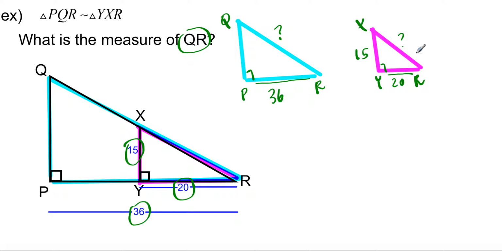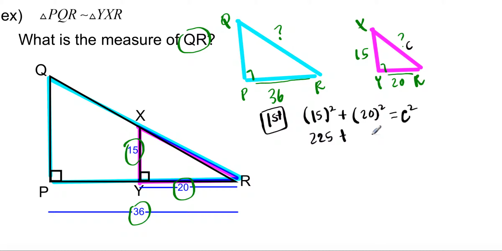In a previous video, we learned how to solve for missing pieces of a right triangle. So we're going to first take our purple triangle, triangle XYR, and we're going to have to do the Pythagorean theorem to find that missing piece. So that's going to be leg squared, 15 squared, plus leg squared, 20 squared, is equal to, let's just label that hypotenuse C, and that's C squared. So 15 squared is 225, plus 20 squared is 400, equals C squared. 225 plus 400 is 625, equals C squared.